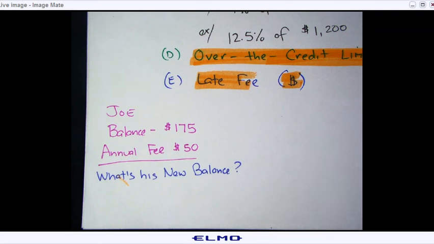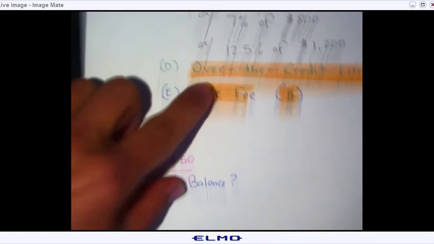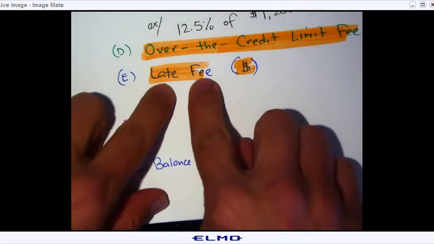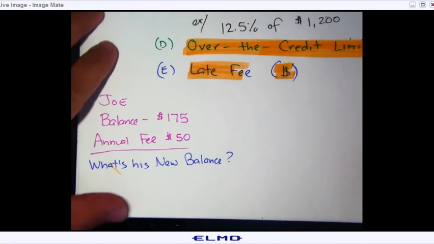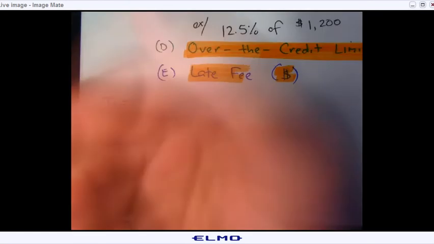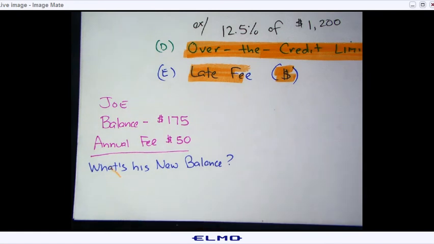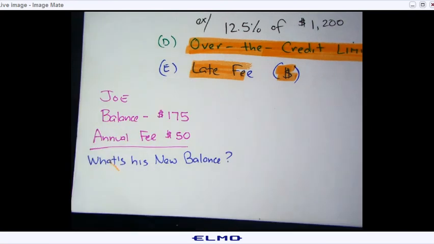Again, we're going to work on the orange ones, which is the annual fee, over the credit limit fee, and late fee, because those are just dollars. And those are easy. So Joe has a balance right now. He has $175. Credit card's giving him an annual fee. He has to pay $50. So how much is his due now? How much does he owe? What's his new balance?